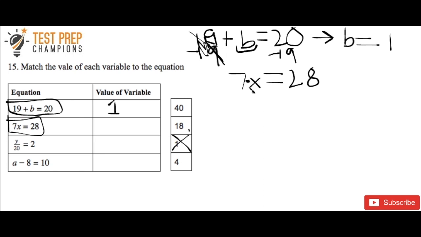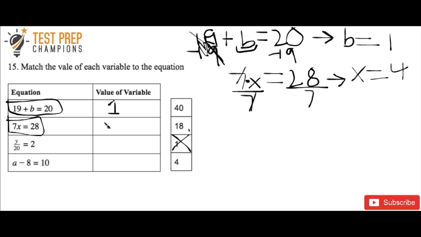So we have 7 times x. To get the x by itself, we do the opposite of the multiplication, which would be division. So we're going to divide 7 from this side of the equation, and whatever you do to one side, you always do to the other. So we divide 7 from 28 here. 7 divided by 7, those just cancel out, and we're left with x equals 28 over 7. 28 divided by 7 equals 4. So the answer is x equals 4.